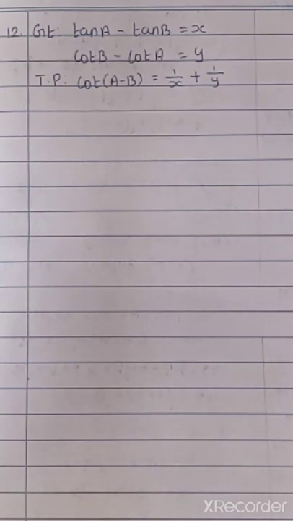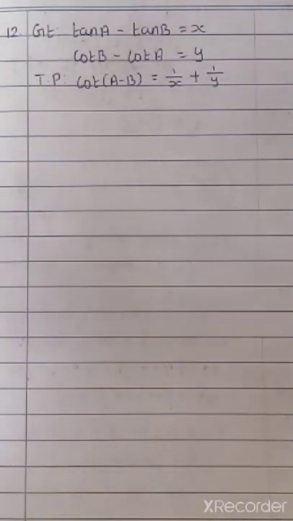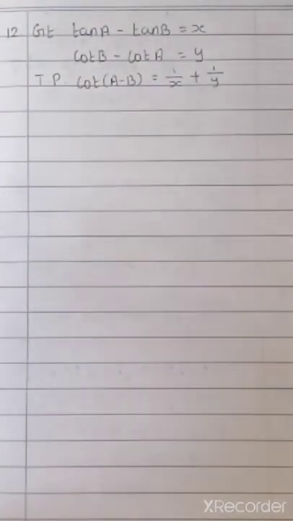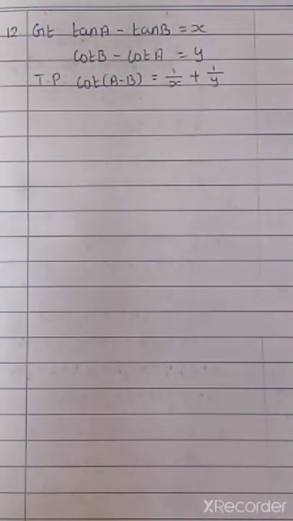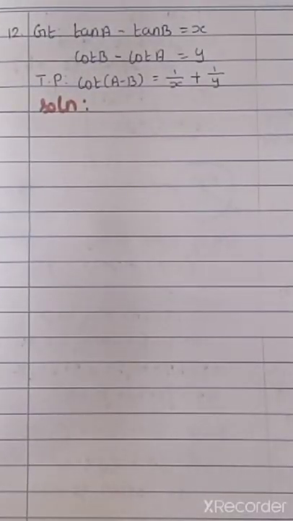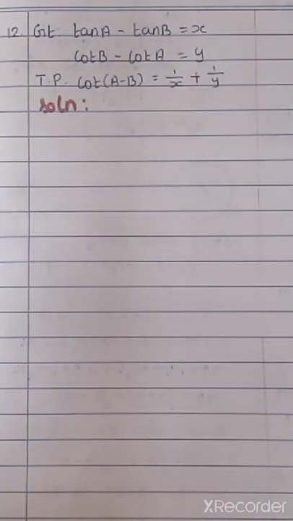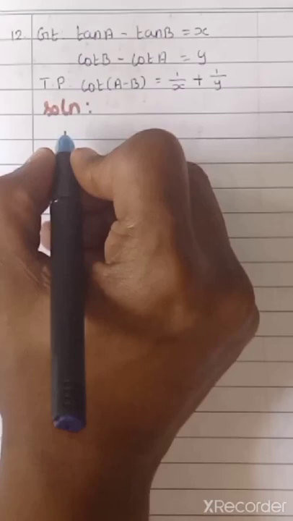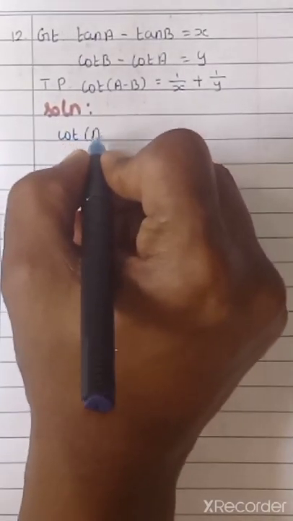Next problem, the 12th one. If tan A minus tan B equals x and cot B minus cot A equals y. Using this, we want to prove cot(A-B) equals 1 by x plus 1 by y. So using the given terms we want to prove this. Let's get into the solution. What is given? Tan A minus tan B equals x. Cot B minus cot A equals y.